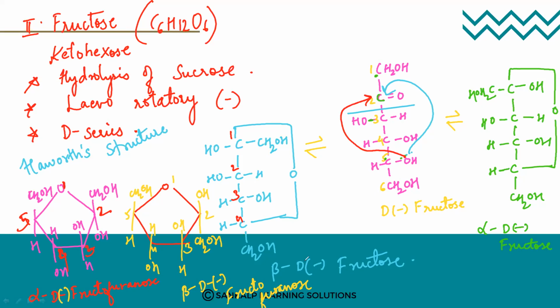Right, so this is the Haworth structure of fructose. So we have seen two monosaccharides, glucose and fructose. Next, we are going to see what disaccharides are.